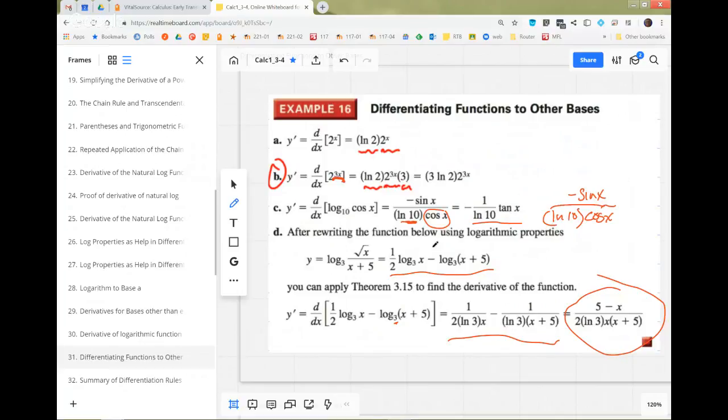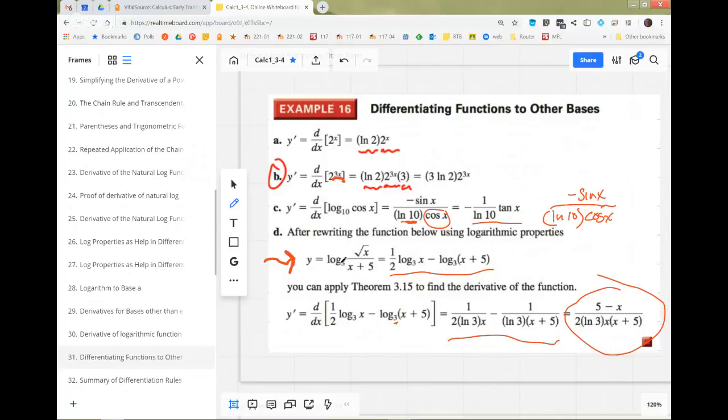So, okay, let's take a look at D. It says, after rewriting the function below using log properties, then you can go ahead and find the derivative. So this line right here is all logarithms in algebra. We're not doing any derivatives here.